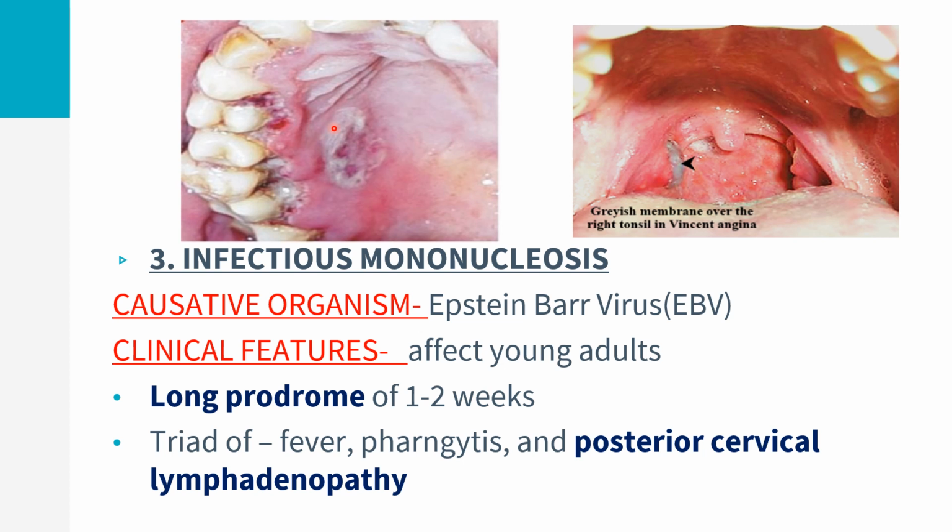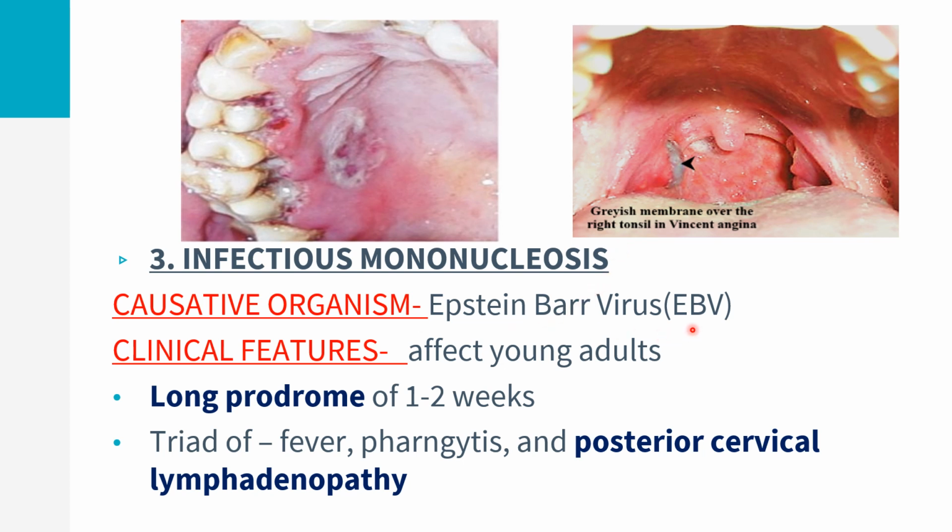And this condition is usually seen in people who do not maintain a good oral hygiene. So this was one of the differentials of a membrane over the tonsil. And now the next differential is infectious mononucleosis.